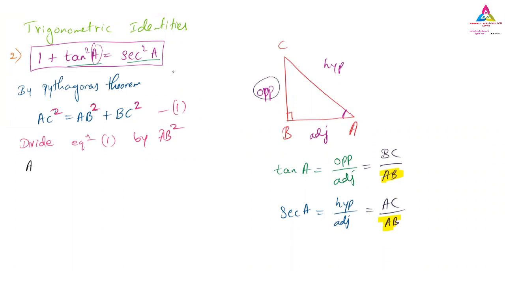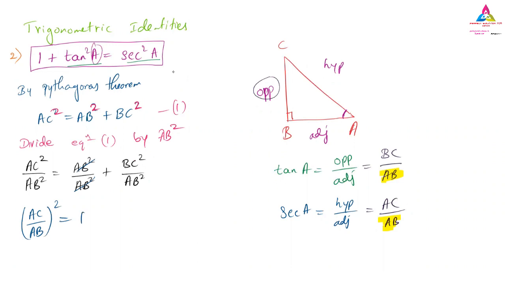So we will take the same thing: AC square divided by AB square, that is equal to AB square divided by AB square, and lastly BC square divided by AB square. Everywhere I am dividing by AB square only. So AC by AB, the whole square, I can take it down. AB square gets cancelled, so it will remain 1. And here we have BC square divided by AB square, so BC and AB, let it be as it is, the whole square.